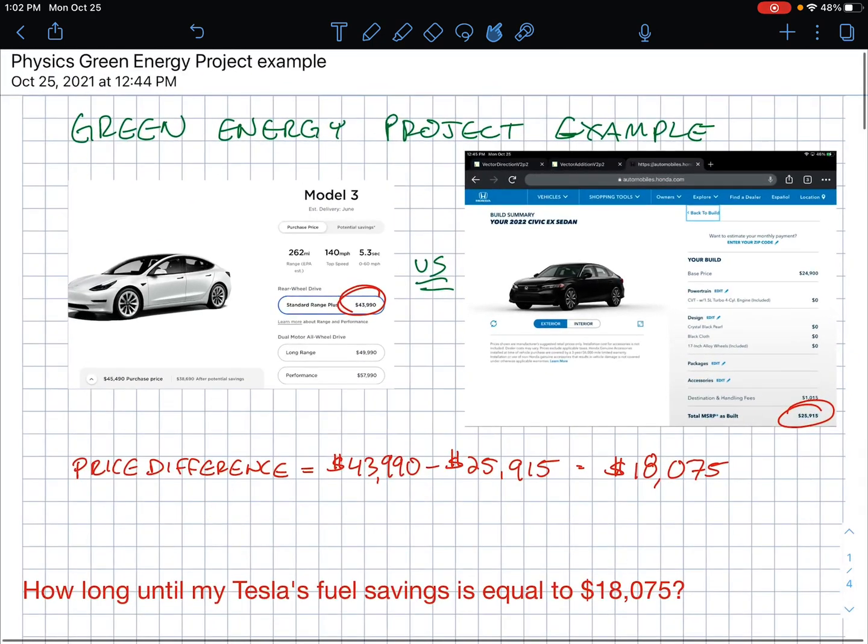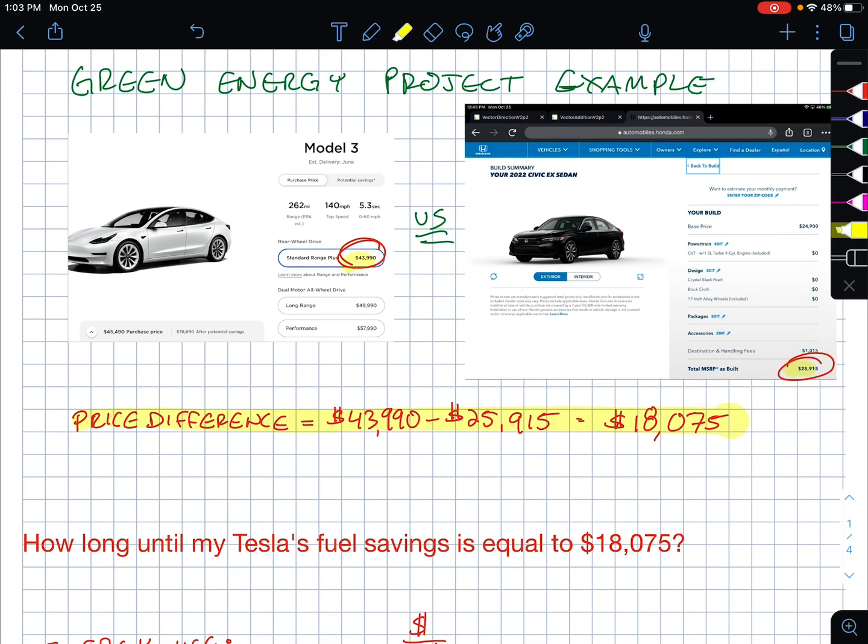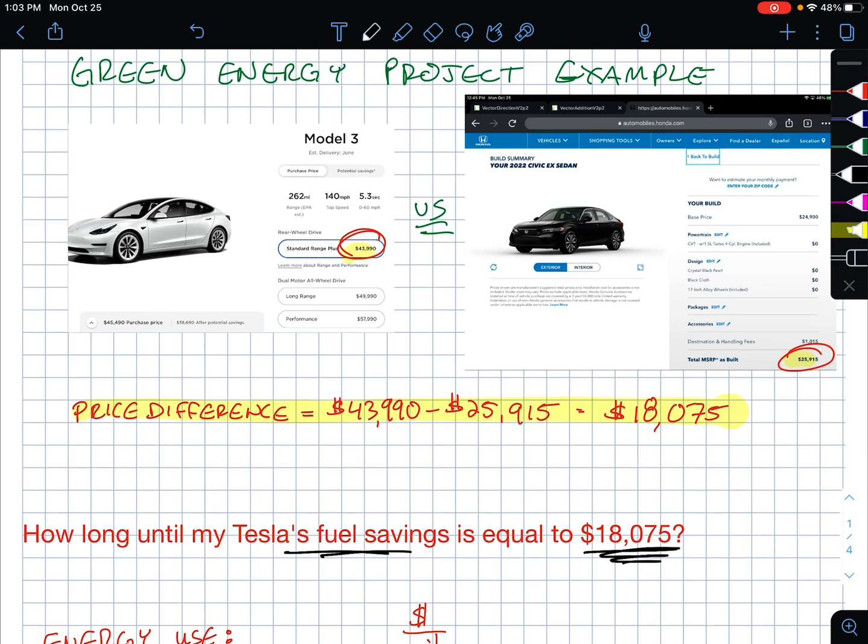And I can go on their website, I can see the price of each of these, and it looks like we're looking at a difference here. The Tesla comes in at $43,000, the Honda comes in at $25,000, so finding the difference between those two. Really what this project comes down to is saying how long until those fuel savings, assuming it's cheaper to buy electricity than it is gas, is going to be equal to the difference in cost. In other words, I have to pay more money up front for this Tesla, but after a while, not buying gas is going to make it cheaper, and maybe this thing will pay for itself within a year or two.